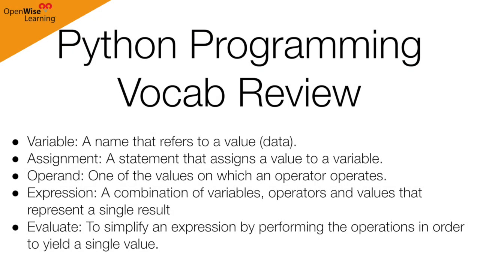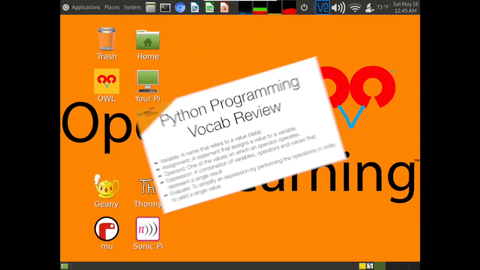First of all, a variable is a name that refers to a value or data. Assignment is a statement that assigns a value to a variable. An operand is one of the values on which an operator operates. An expression is a combination of variables, operators and values that represents a single result. And to evaluate is to simplify an expression by performing the operations in order to yield a single value.